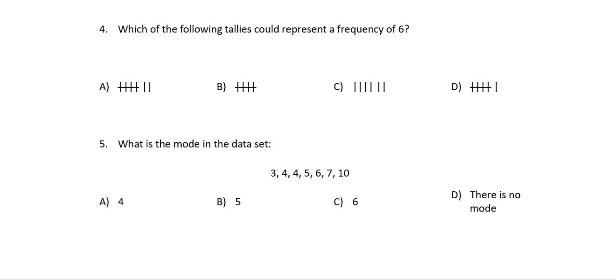Which of the following tallies could represent a frequency of 6? So you know what a tally looks like. Just remember it's 4 strokes, and then the one going across counts as the fifth one. So it's not B, definitely. It's not A. It's definitely not 6. So it just has to be D. Okay, just go process of elimination there.